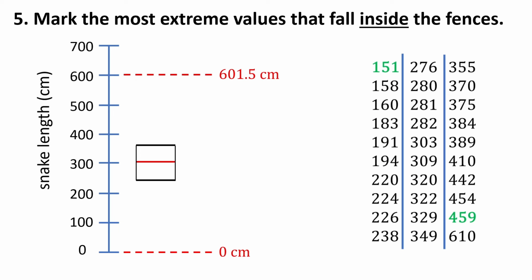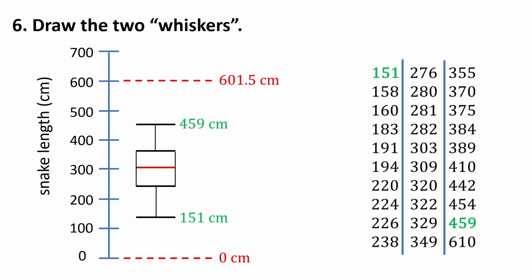So what's next? Now we want to mark in the whiskers. The whiskers are going to be the biggest and smallest values in the data set that don't go outside those fences. For the upper whisker, the biggest data value in this data set is 610. But that's above the upper fence, so we're not going to count that one. The biggest value that is inside the upper fence is 459. Likewise, the smallest value that is inside the lower fence is 151. So that gives us the whiskers, so we draw those in.